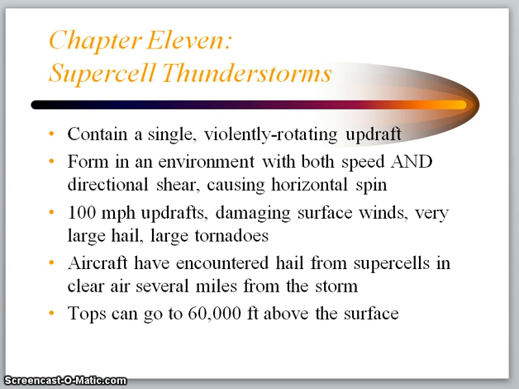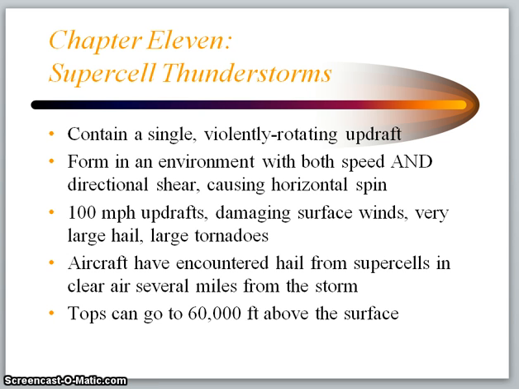But you can get a single violently rotating updraft in a thunderstorm if the winds increase in speed rapidly with height going up above your head, and if the wind direction changes rapidly going above your head. So for instance, if the winds on the surface were from the southeast at 15 miles an hour, but 5 miles above your head the winds were from the west-southwest at 80 miles an hour, then you have both speed shear and you have directional shear.